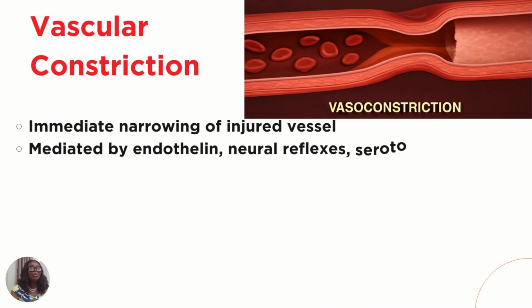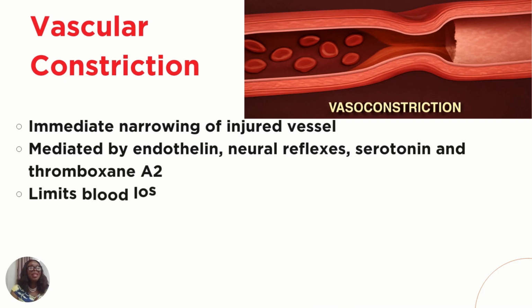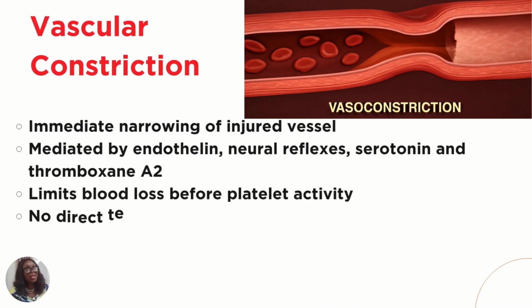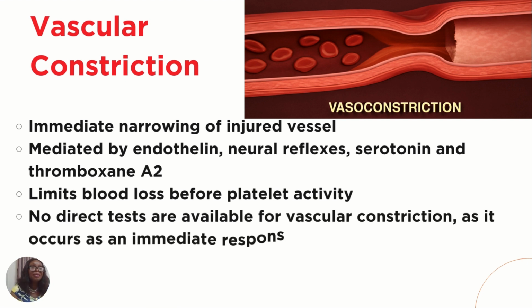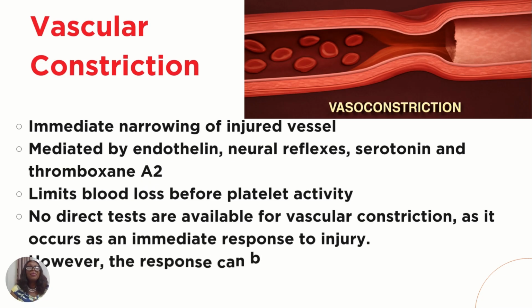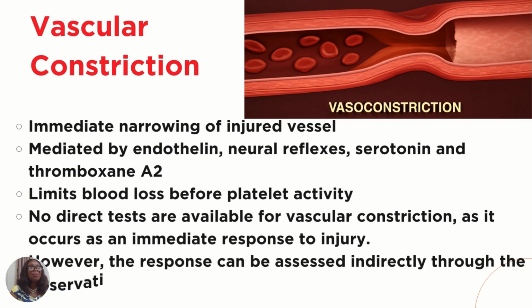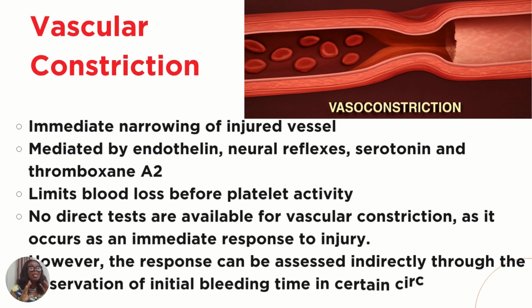When you have vascular injury, there is immediate narrowing of the injured vessel, which is mediated by endothelium, neural reflexes, serotonin, and thromboxane A2. Now, the essence of this narrowing of the injured vessel is to limit blood flow to the site of the injury and thereby prevent blood loss. And all this is done before platelet activity begins.